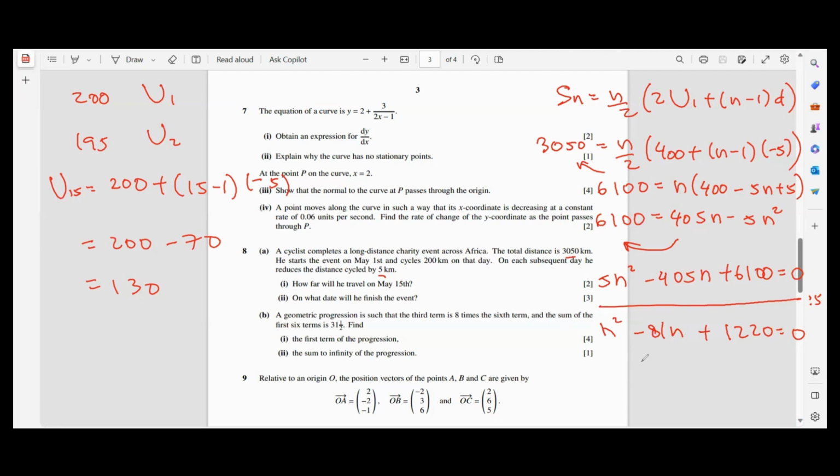So if we factorize it, I shall get n minus 20 times n minus 61 equals 0. So I will get n equals 20 or n equals 61.